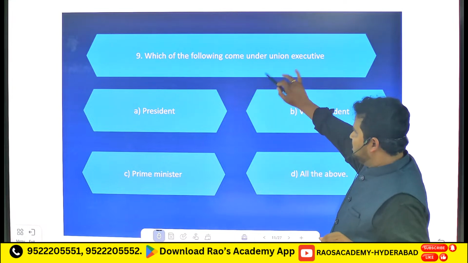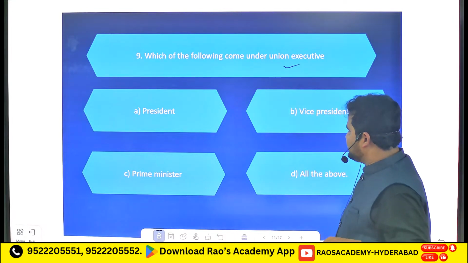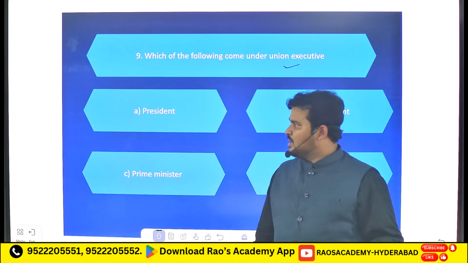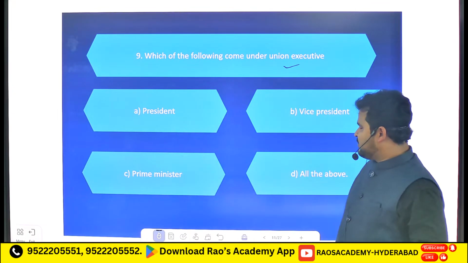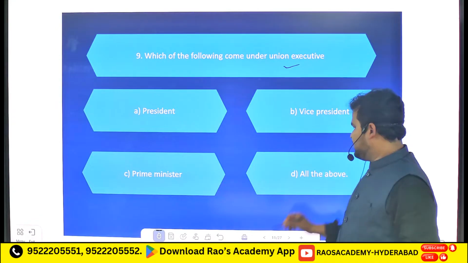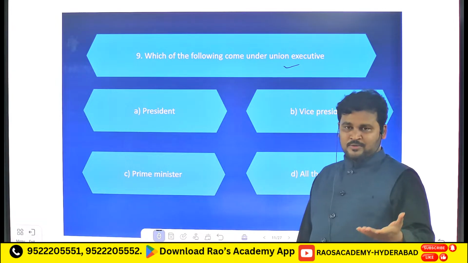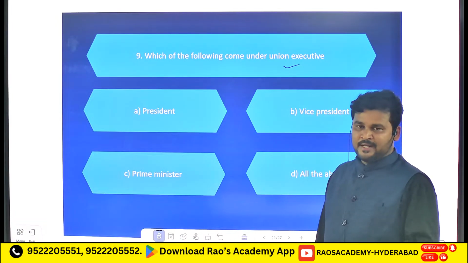Question 9. Which of the following come under the Union Executive? So we have to find who are the members of the Union Executive. A, President of India; B, Vice President of India; C, Prime Minister of India; and D, all the above. Clear? So we have to know who are the members of the Union Executive.